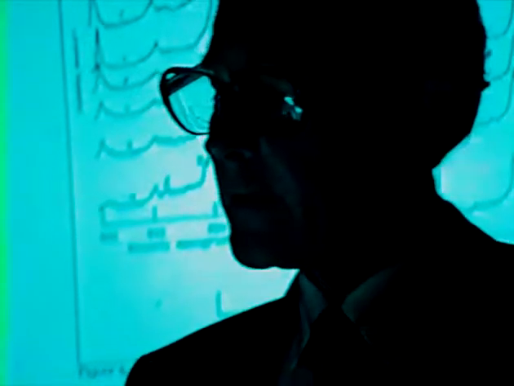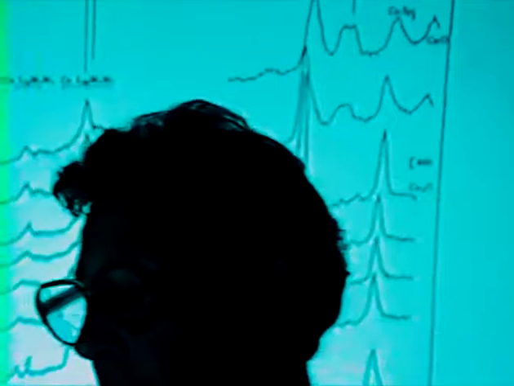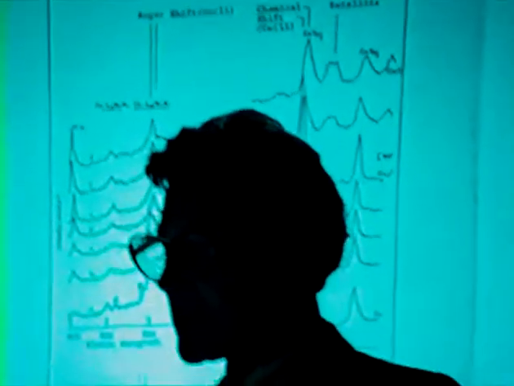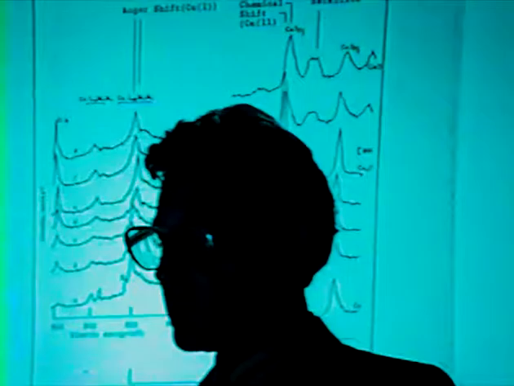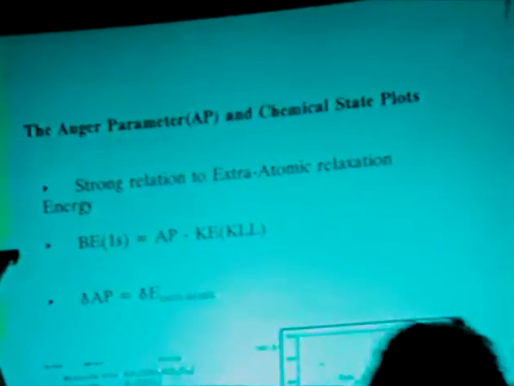This diagram here illustrates some of the chemical shifts and some of the relaxations which occur for copper. But the relaxation energy can be picked up from the change in this distance here, the distance in kinetic energy between the photo peak and the Auger peak. And with that, a whole range of glorious chemistry comes out, and I thought I'd put this up because of the interest in clays, which was once very strong in this department under John Gregg's tutelage.